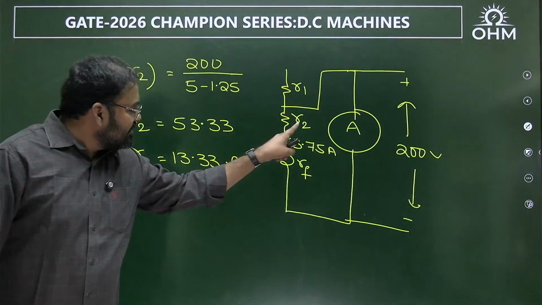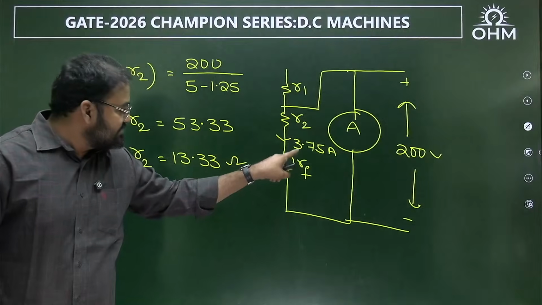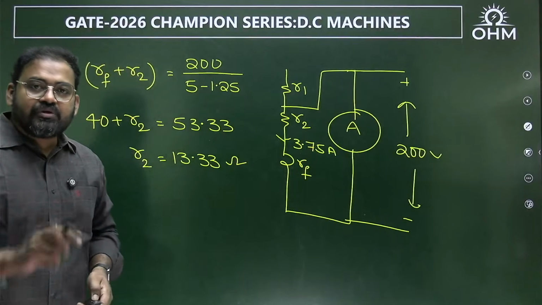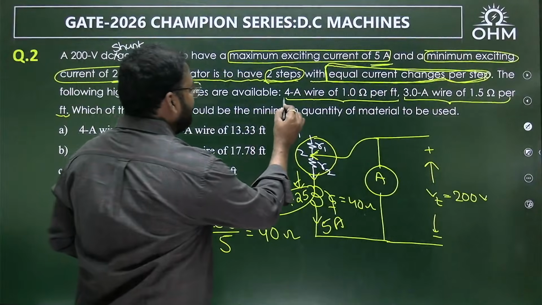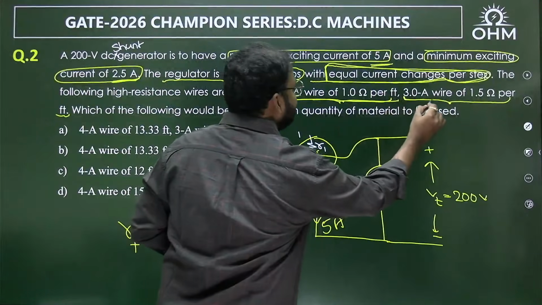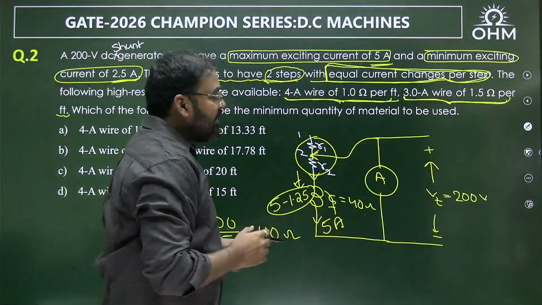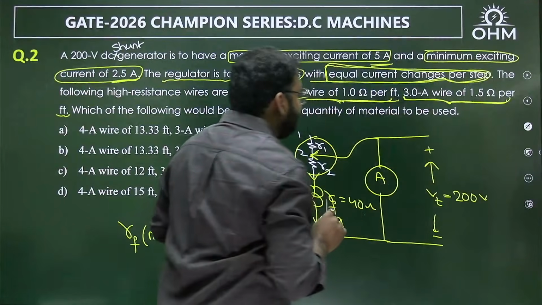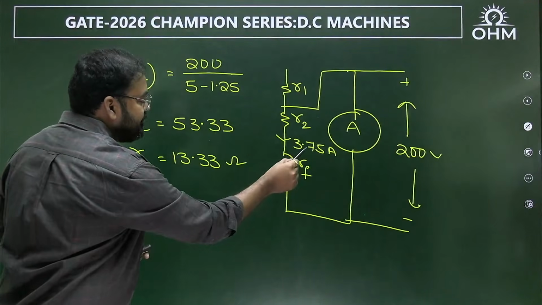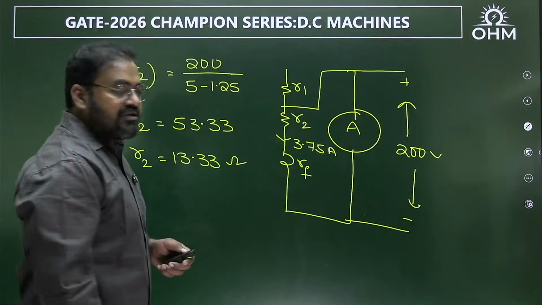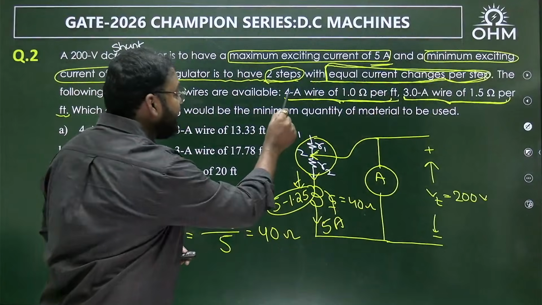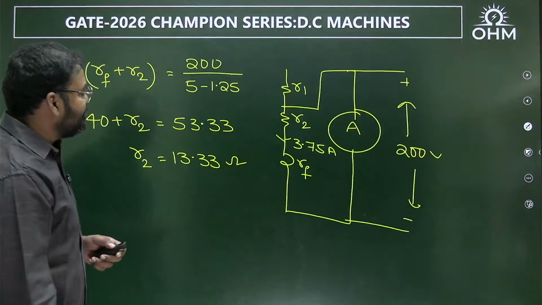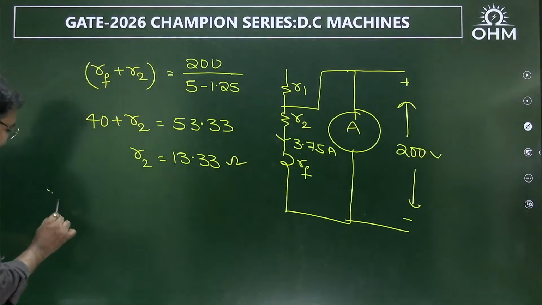And what is the current carried by R2? You can see 3.75. To carry 3.75, I have two wires with me. One is 4 ampere wire, another one is 3 ampere wire. Can I use the 3 ampere wire? No. Why? Because the current to be carried is 3.75, more than 3. Therefore, 3 ampere wire cannot be used. Which wire do I have to use? 4 ampere wire. So therefore, R2 is a 4 ampere wire.